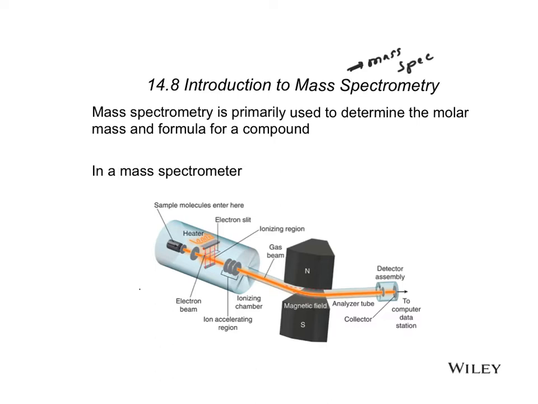Yeah. Okay, so what happens in mass spectrometry? Number one, what we're going to utilize this for mainly is to determine the overall molecular weight of a compound. So that is what mass spec is used for, to determine the molecular weight or the molecular mass of a compound.